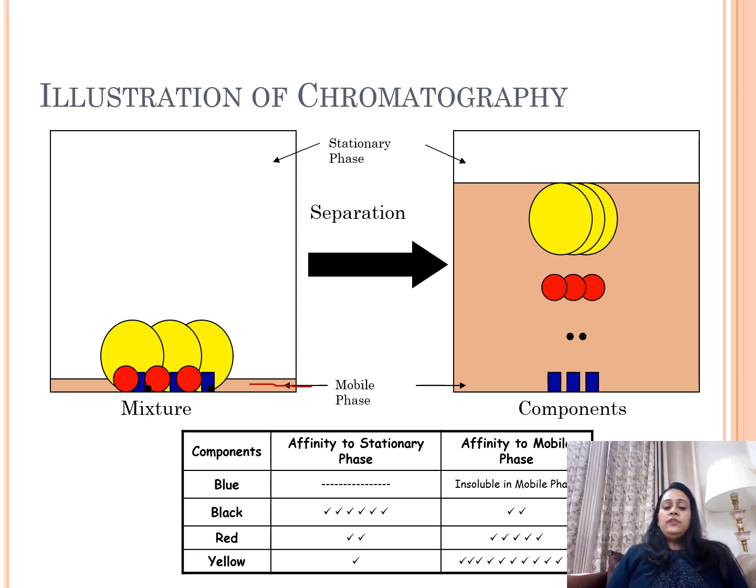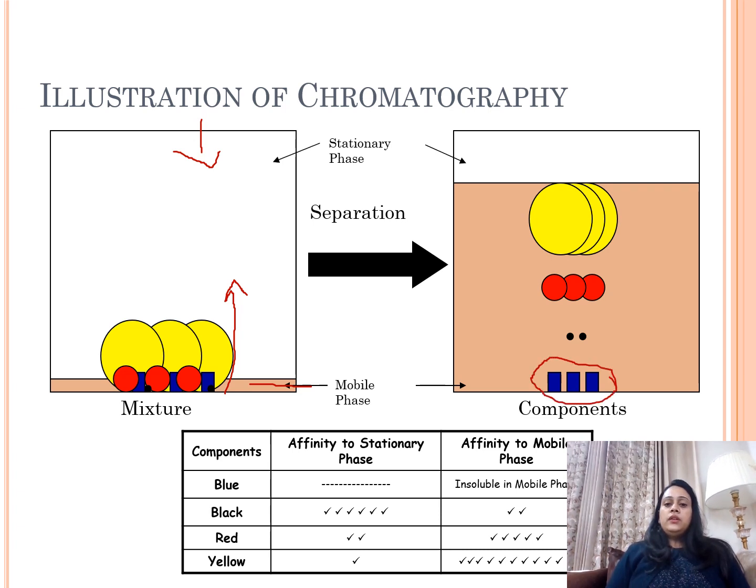The mobile phase will move upwards. When it moves upward, this is the stationary phase. Generally, the stationary phase is Whatman filter paper in the case of paper chromatography. When it moves, the components will separate out depending upon their affinities with the mobile phase and the stationary phase. So they are moving in different directions, at different rates.